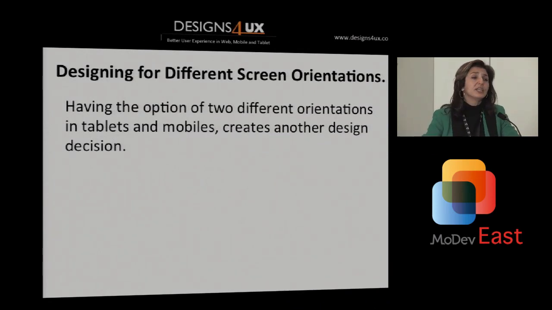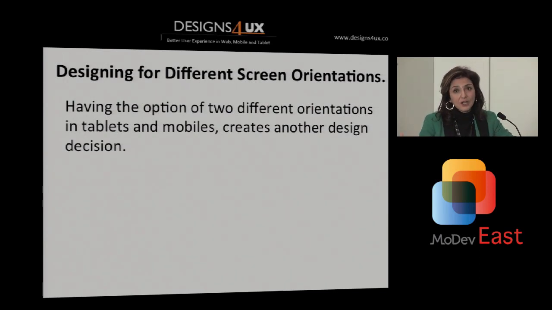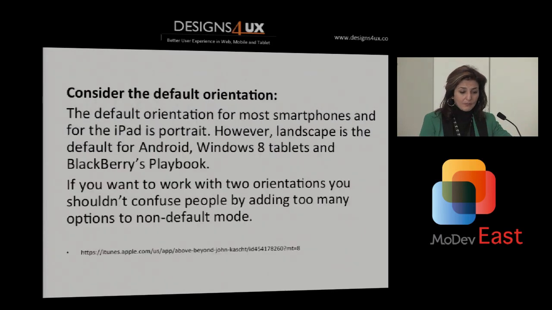Another design issue that we have for mobile devices is orientation. This is where we have to make a design decision. You have to consider a default orientation. The default orientation for smartphones and iPad is portrait. However, landscape is for Android, Windows 8 tablets, and BlackBerry.